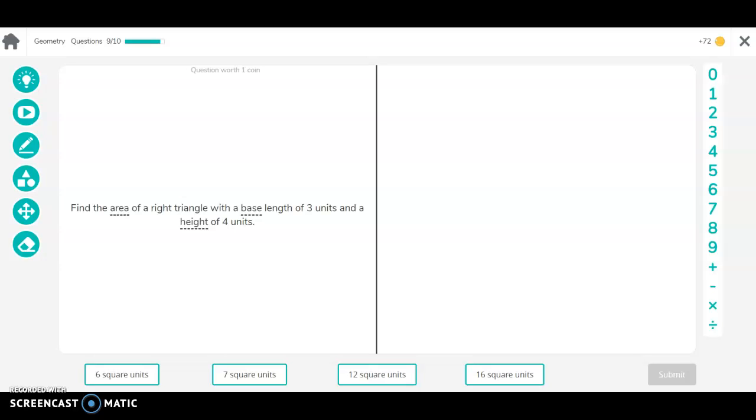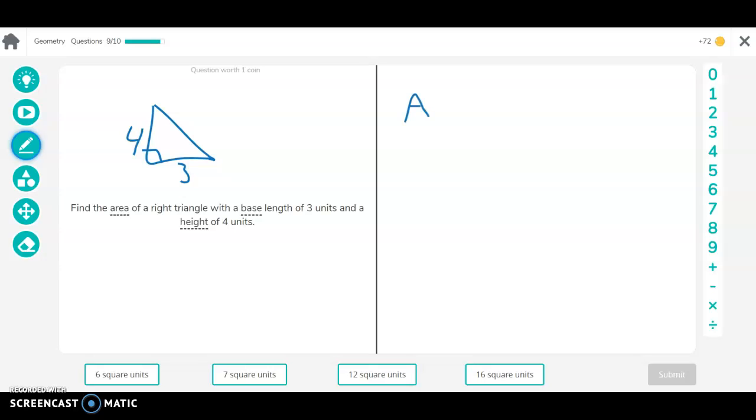So you're going to find the area of a right triangle. A right triangle will have a right angle. Okay, a right angle is 90 degrees. With the base, so the base is the bottom of 3 and the height is 4. Okay, so now let's figure out the area.